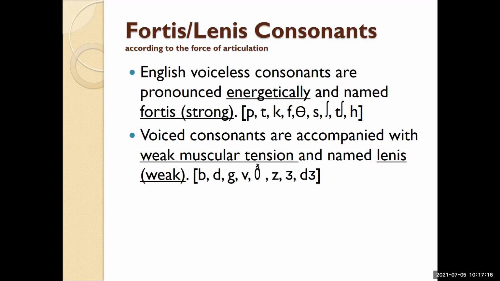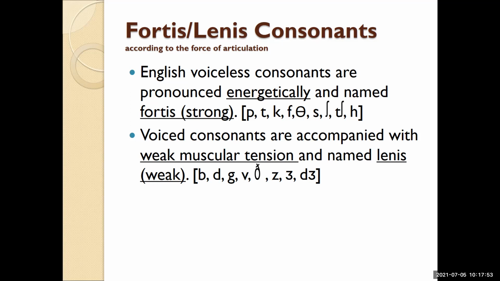Now, what are Fortis and Lenis consonants? According to force of articulation, they may be Fortis and Lenis. Or according to the work of the vocal cords, we know that consonants may also be voiced and voiceless. English voiceless consonants are pronounced energetically and named Fortis. According to the force of articulation, they are Fortis. According to the work of the vocal cords, they are voiceless consonants. And they are p, t, k, f, th, s, sh, ch, and h.